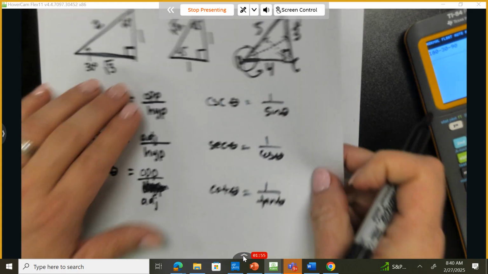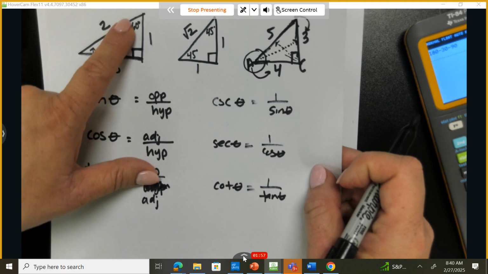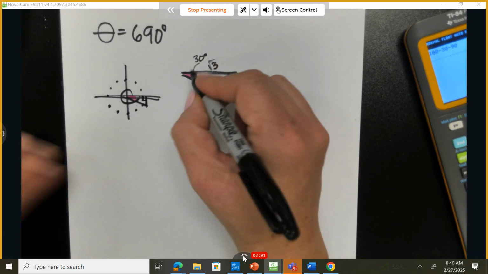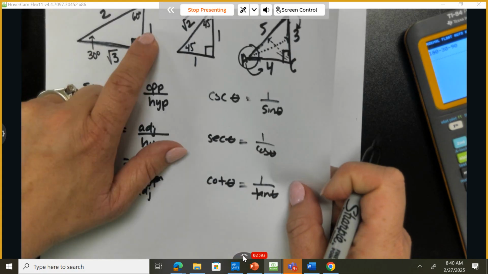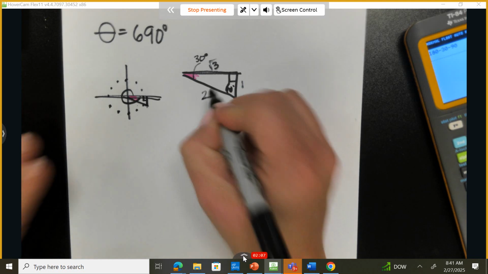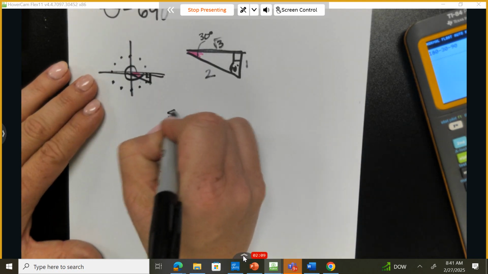Okay, we're going to take out this cheat sheet. Across from 60 is always going to be the square root of 3. Across from 30 is always going to be 1. And across from 90 degrees is always going to be 2. Let's write down the primary trig functions.